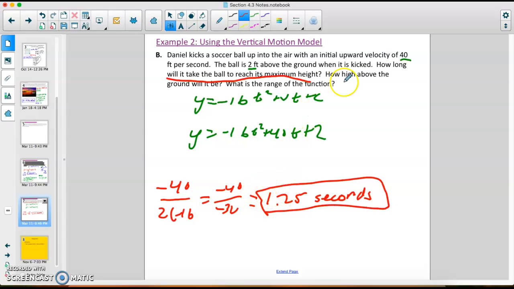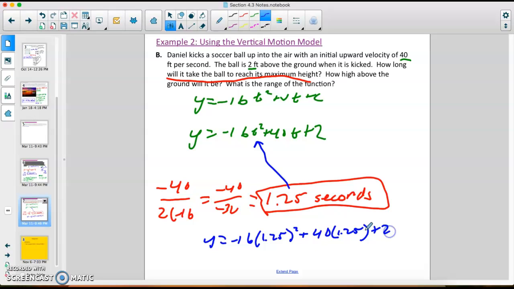Okay, and how do we find how high above the ground it will be at that point? Well, we take that and plug it back in for time. So we get y equals negative 16 times 1.25 squared plus 40 times 1.25 plus 2. And I trust you'll do this on your own, as far as figuring out what that answer is, it turns out to be 27 feet. So after 1.25 seconds, the ball is 27 feet above the ground.